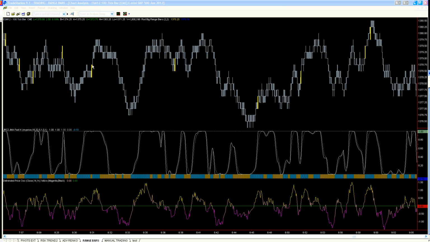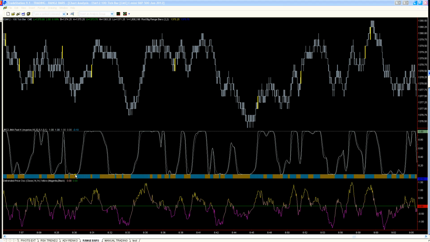Now, what we find interesting about range bars is that they have an extremely high probability that subsequent bars will intersect the difference between the high and the low of the range bar. So, for example, this bar here forms, the next few bars do not intersect, so we want to take a long trade right back up to at least the midpoint between the high and the low.